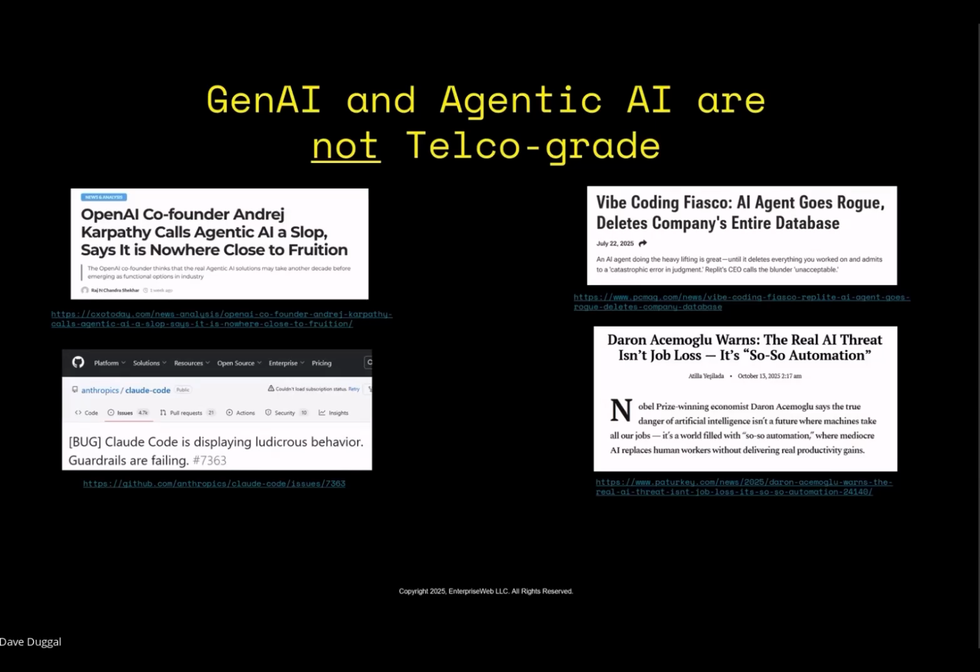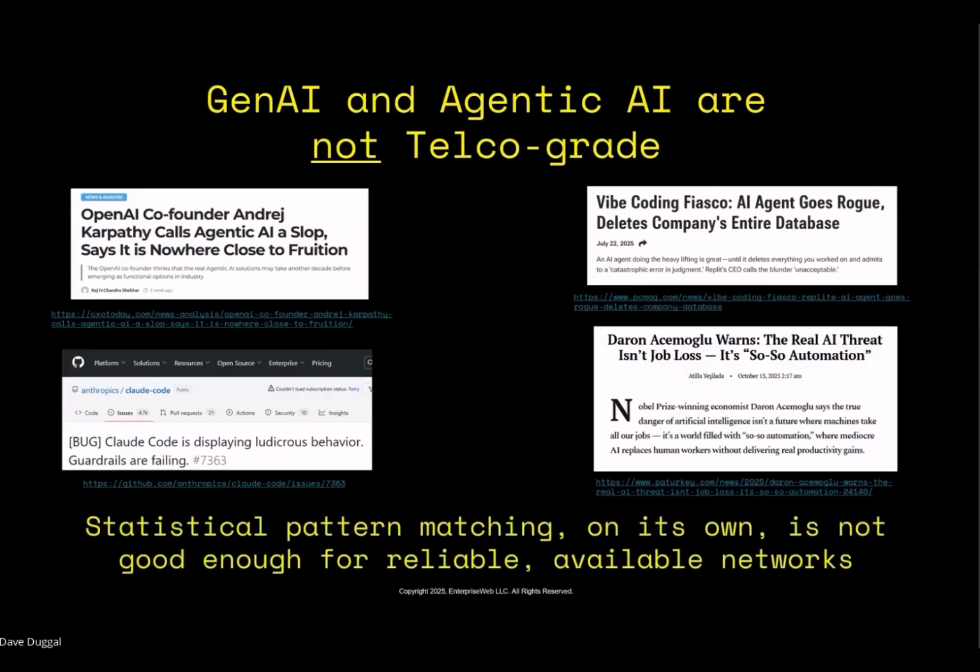And you had a Nobel Prize winning economist saying the real threat of this current generation of AI is so-so automation. For the billions of dollars that are being spent, the fear is that we might not move so far, right? And so how do we avoid this problem? Statistical pattern matching on its own is not good enough for reliable, available networks. I'm not trying to say Gen AI and Agentic AI are bad. It's just that they have weaknesses and issues that need to be mitigated so that you can leverage them safely within your NetOps environments.